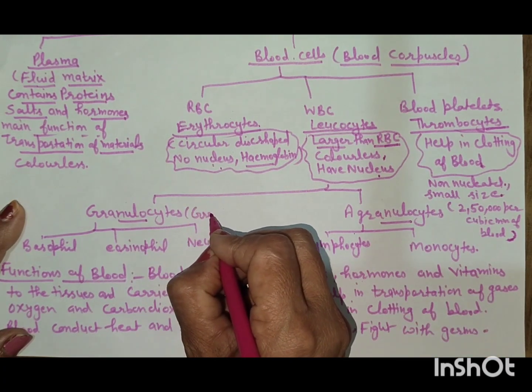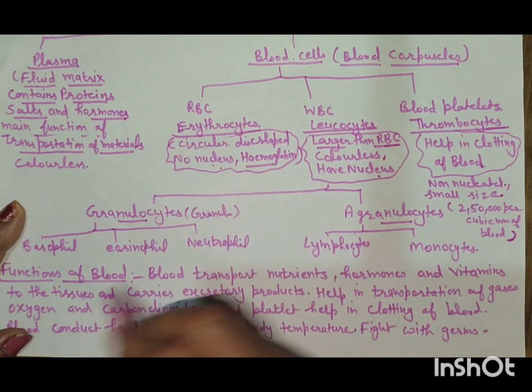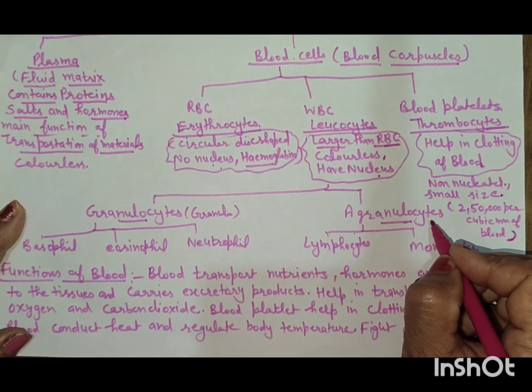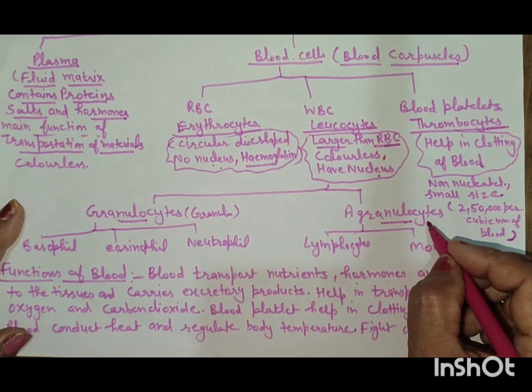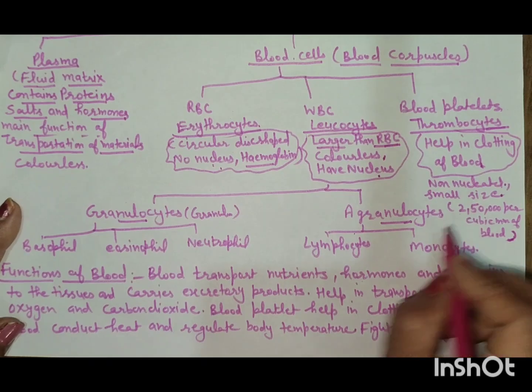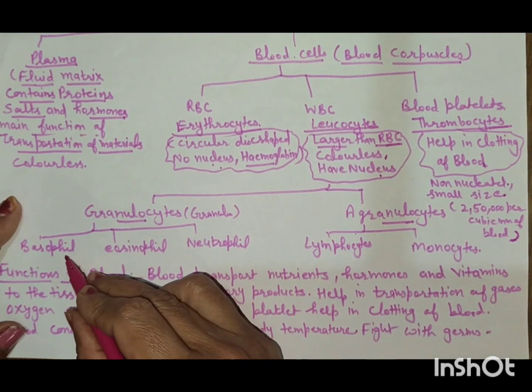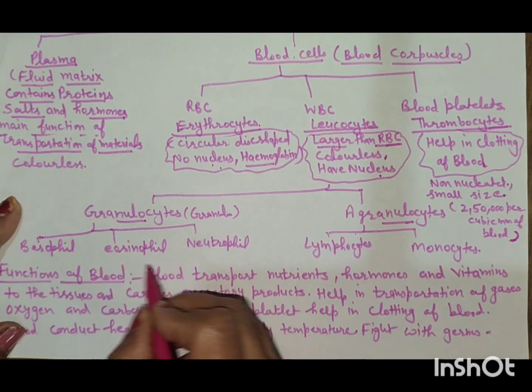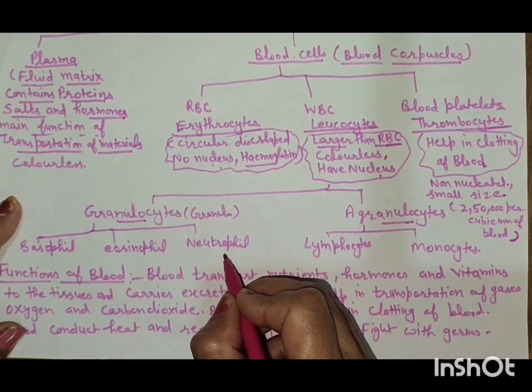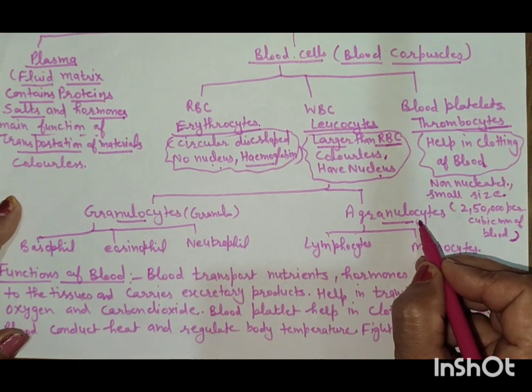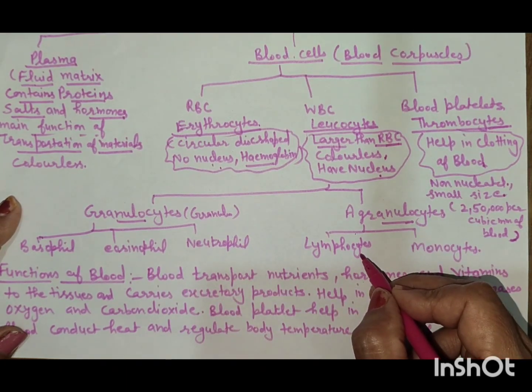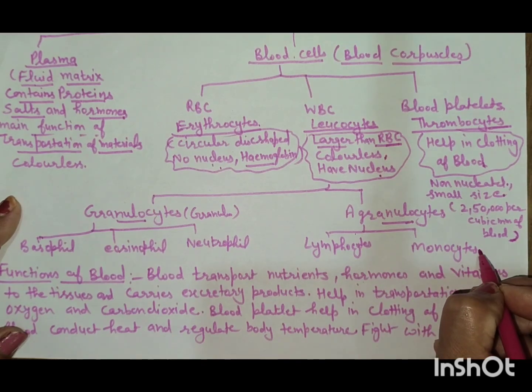Granulocytes mean granules are present in them, and agranulocytes have no granules, or granules are absent. Granulocytes are of three types: basophils, eosinophils, and neutrophils. Agranulocytes are of two types: lymphocytes and monocytes.